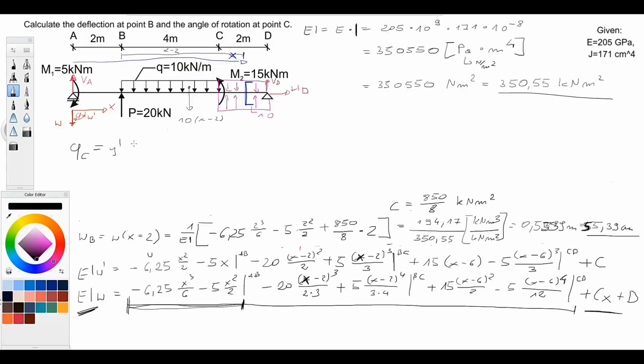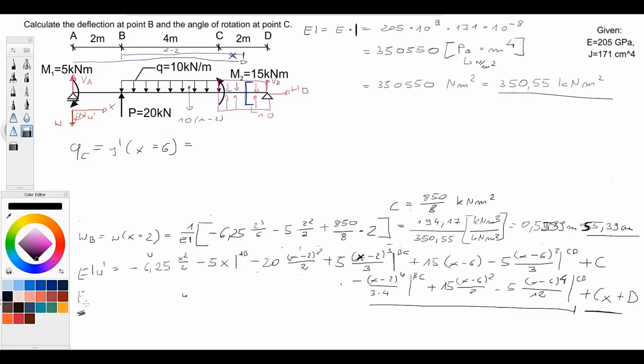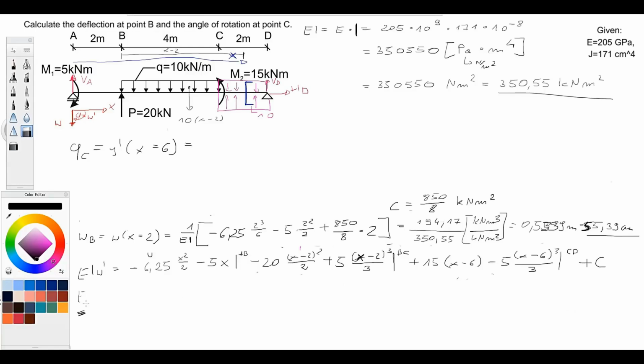Phi C is φ for x equal to, where is point C, x equals 6. So let's go ahead with substitution then. But now, attention, we do not substitute into the equation for w. We substitute into the equation for φ, because w, as we have determined, is deflection, and φ is the angle of rotation. Therefore, we now substitute into the angle of rotation equation.